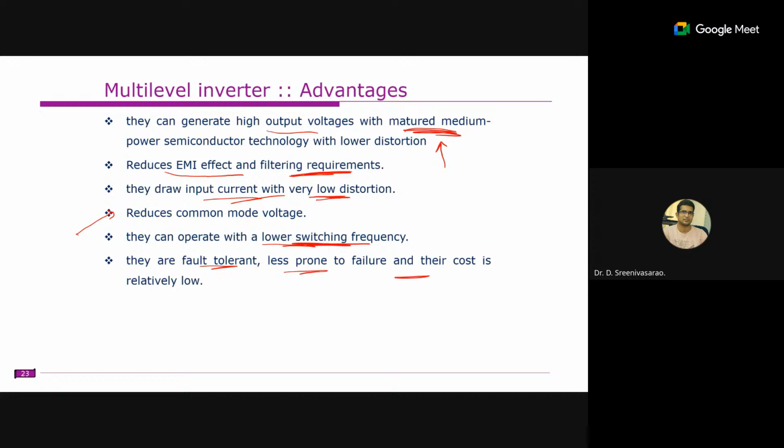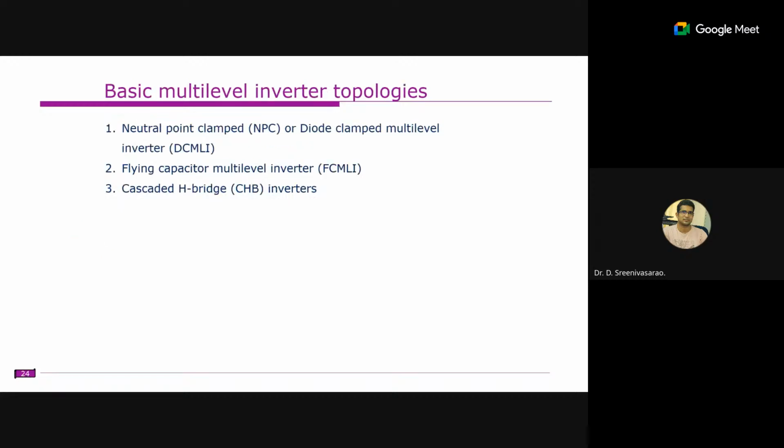Right. So these are the advantages here. And as we discussed, there are three benchmark topologies. One is the neutral point clamp, also known as the diode clamp. Another one is the flying capacitor, and the cascaded H-bridge inverter. Out of these three, these two are very much popular, whereas the flying capacitor has relatively fewer applications.